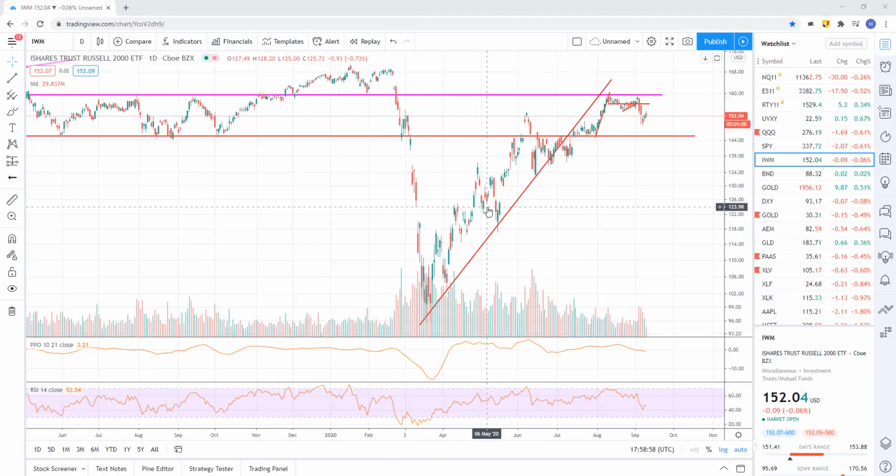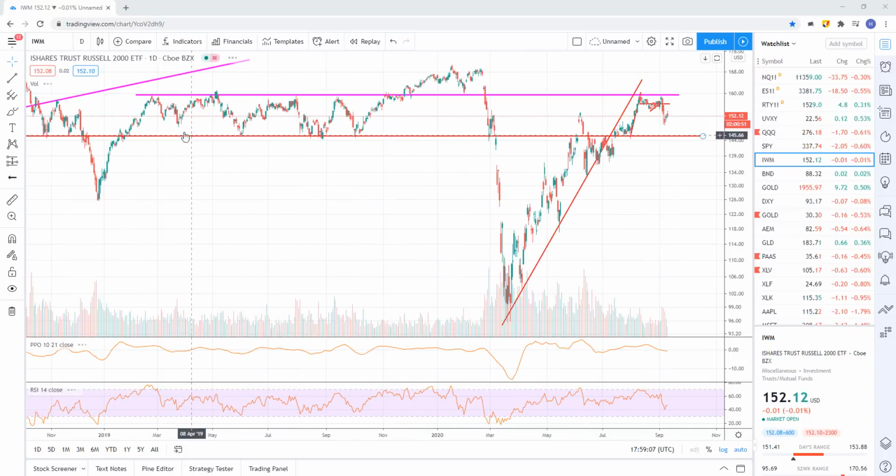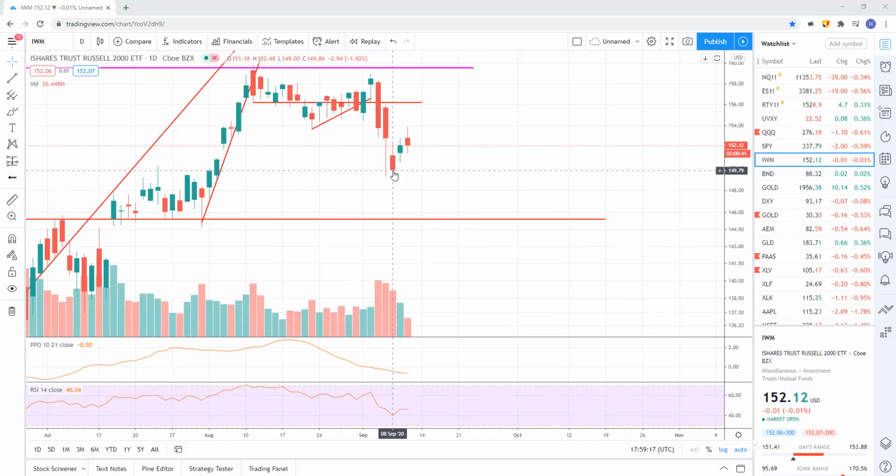Small caps, I'll run through this really quickly. Again, I think from my perspective, most of the action is going to take place in the tech sector and the Qs. But small caps, you've got this price channel, this kind of range we've been in, the low end 145, the high end about 160. And looks like we're just doing a bounce. We're going to head down to 145. That's where I think we're going in the small caps.